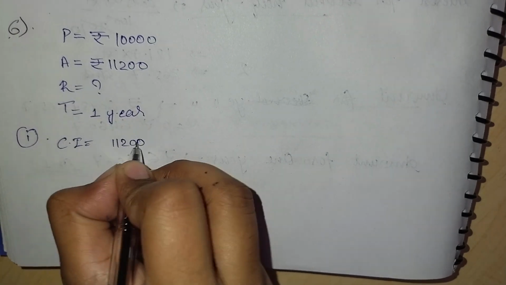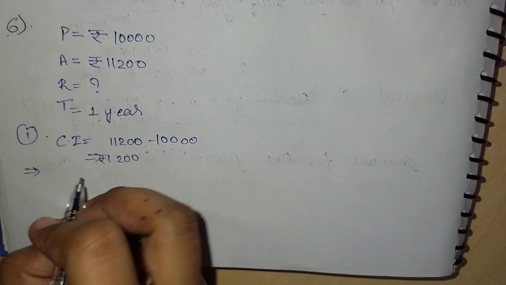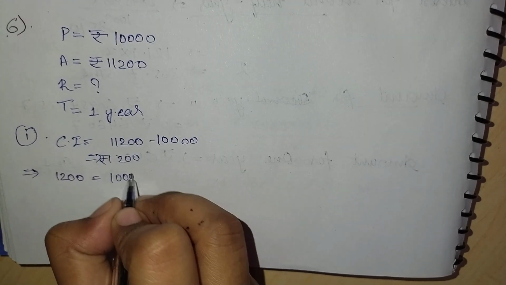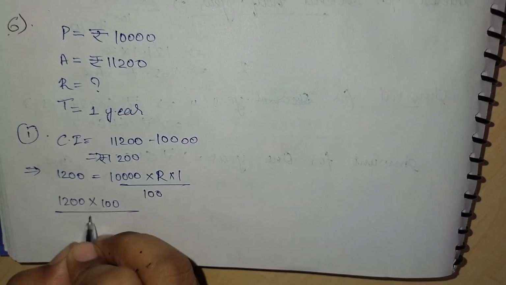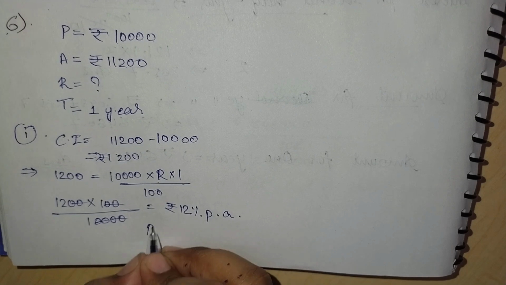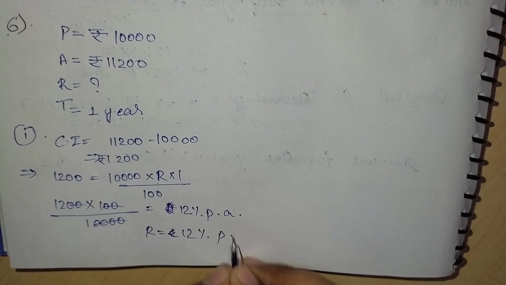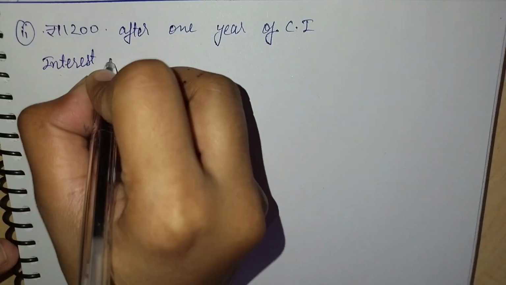So the first part is the rate of interest per annum. Let us solve it by the PRT by 100 formula. We will put the compound interest by subtracting the amount minus principal amount. So we will get 1200. Now 1200 equal to 10,000 into R into 1 divided by 100, rate is equal to 12% per annum. Now the second part is the amount at the end of second year.